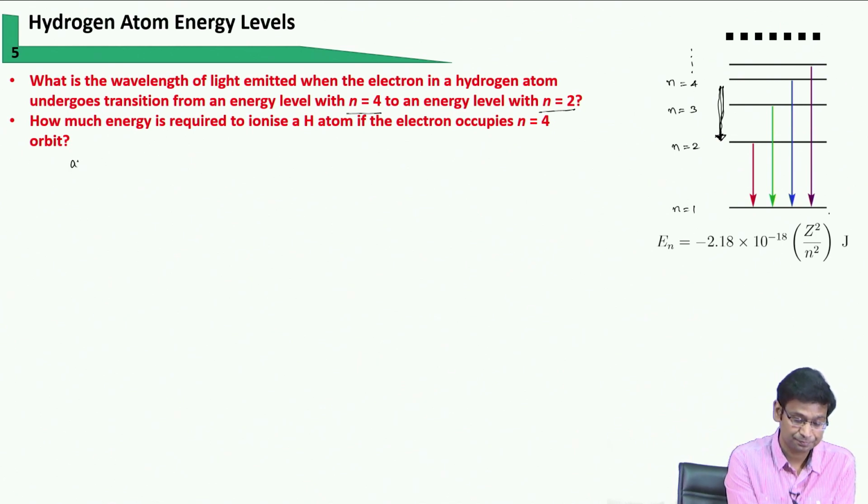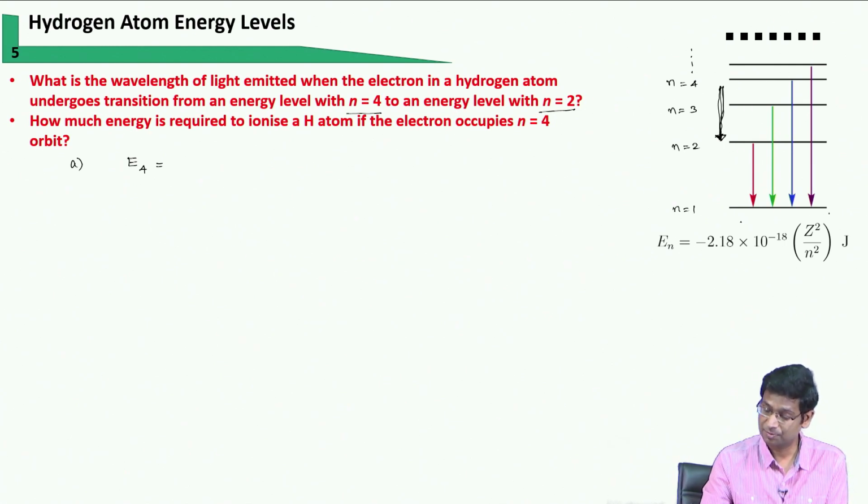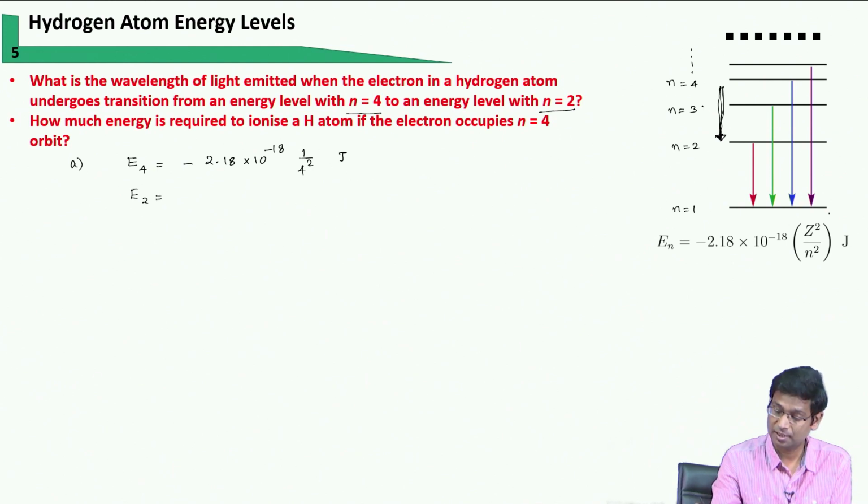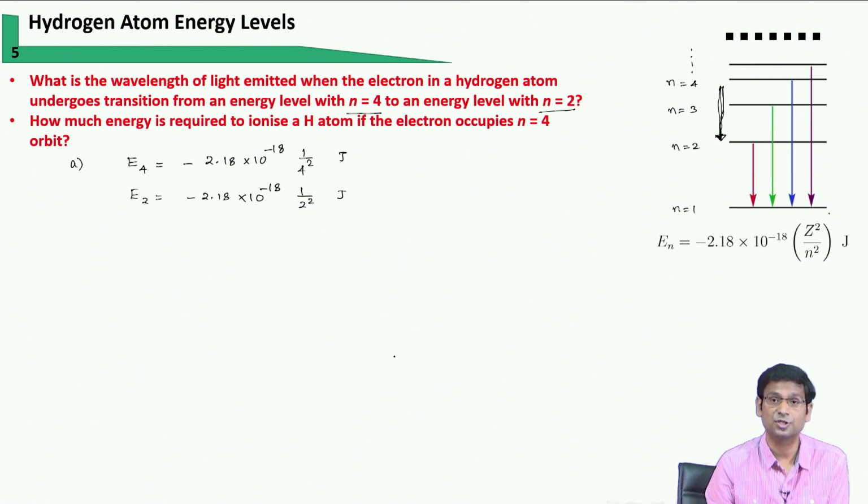To answer that, we first have to know the energy of the fourth orbit. This is very easy. We simply take this constant, 2.18 into 10 to the power minus 18, multiply with Z, which is 1 for hydrogen atom, and 1 by 4 square, in the unit of joules. What is the energy of the second level? N equals 2. Again simple, 10 to the power minus 18, 1 over 2 square, again in joules.